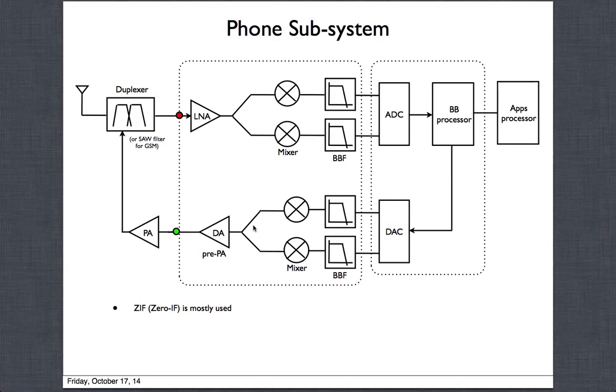When you upconvert it, then you add the 2. So here you have I plus jQ. So if you have an I channel and a Q channel, here you have the I plus jQ information that you wanted to put in the same band, that is where you're trying to transmit.